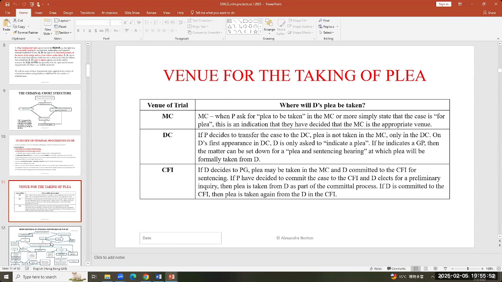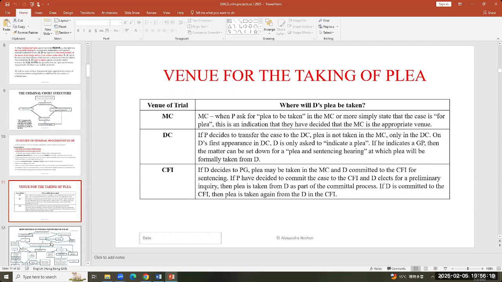Because if he indicates that he's going to plead not guilty, then the court can look at its diary and fix time for a trial. If he indicates that he's going to plead guilty, the district court judge will adjourn the matter for a separate plea and sentencing hearing on another occasion. So the idea is to shorten the time required on this first appearance in the district court.